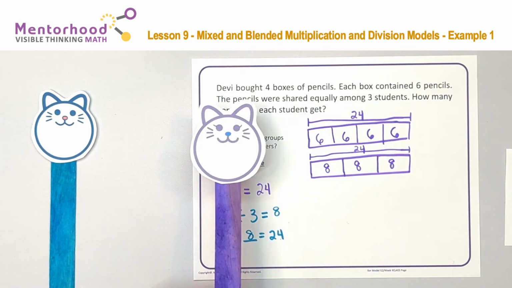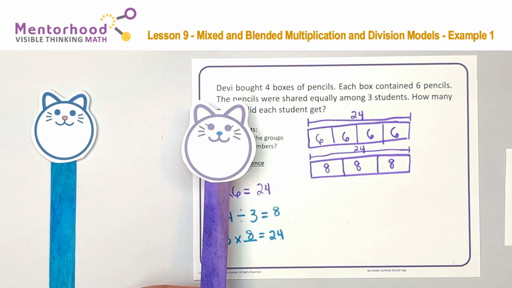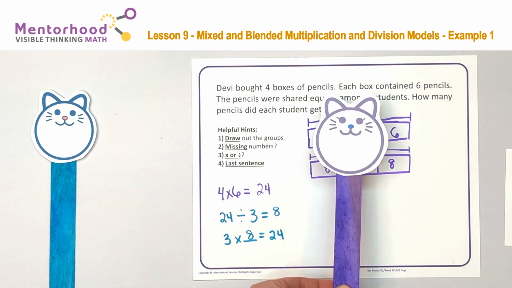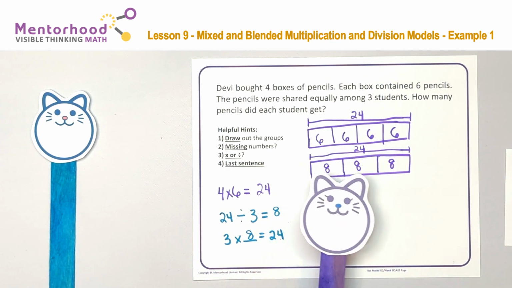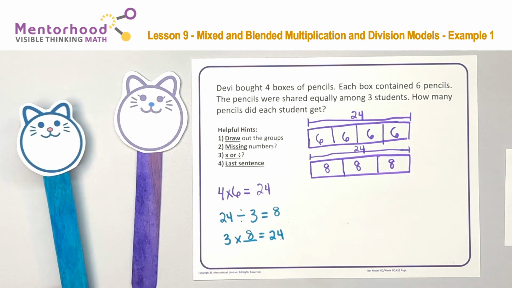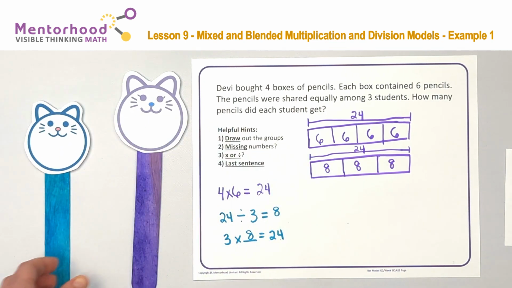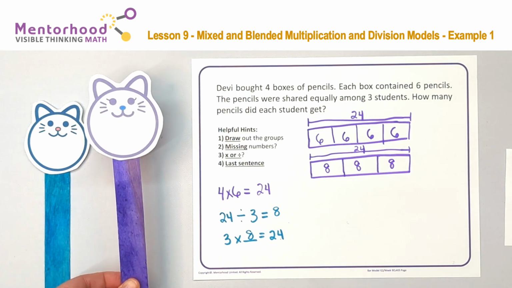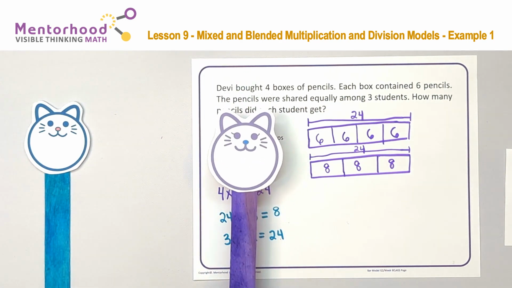How many pencils did each student get? The pencils were shared among 3 students. Did we figure out how much each of the 3 students were going to get? Wouldn't it be 8? It sure would! So we finished the last part of the question.